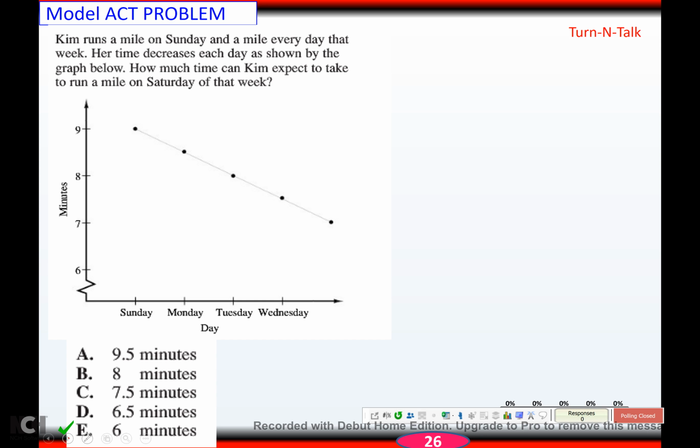Kim runs a mile on Sunday and a mile every day that week. Her time decreases each day as shown by the graph below. How much time can Kim expect to take to run a mile on Saturday of that week?